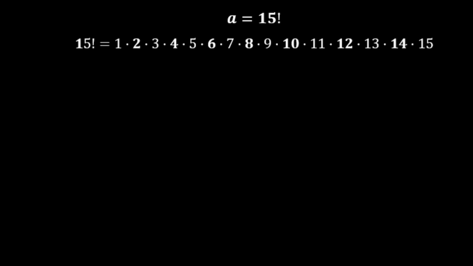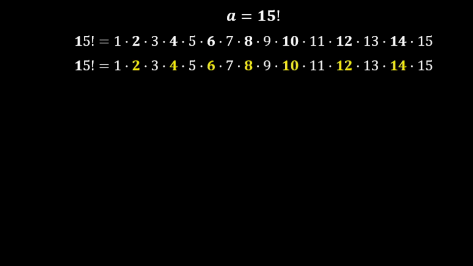Okay, let's consider a number, for example, let's take 15 factorial and determine the highest power of 4 it's divisible by. Since 4 is 2 squared, let's first figure out the highest power of 2 that divides 15 factorial. We know that every second number among 1, 2, 3, 4, and so on until 15 is divisible by 2, in other words, all even numbers. So we see that 2 is divisible by 2 to the power of 1, 4 is divisible by 2 squared, 6 is divisible by 2, 8 is divisible by 2 to the power of 3, 10 is divisible by 2, 12 is divisible by 2 squared, and 14 is divisible by 2.